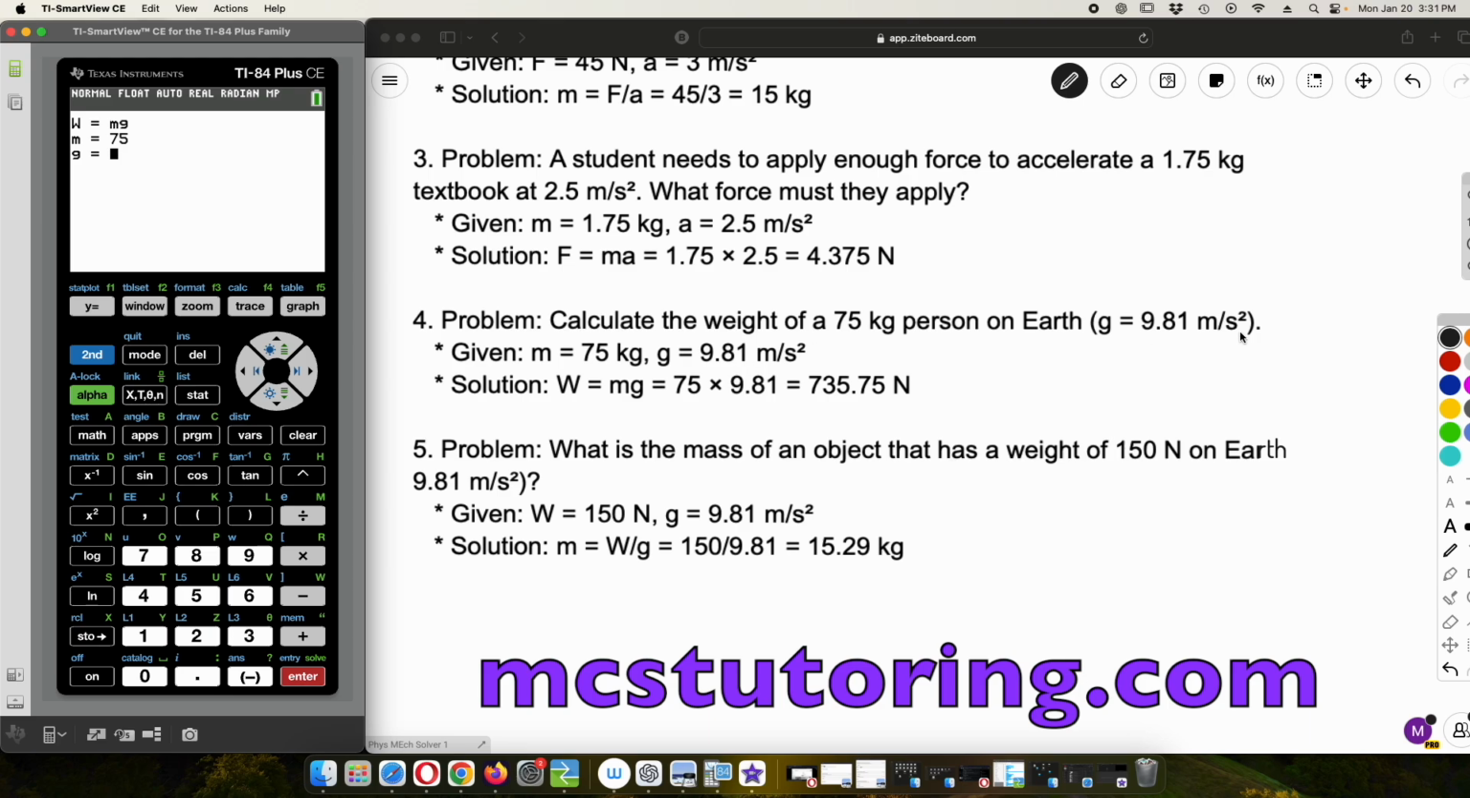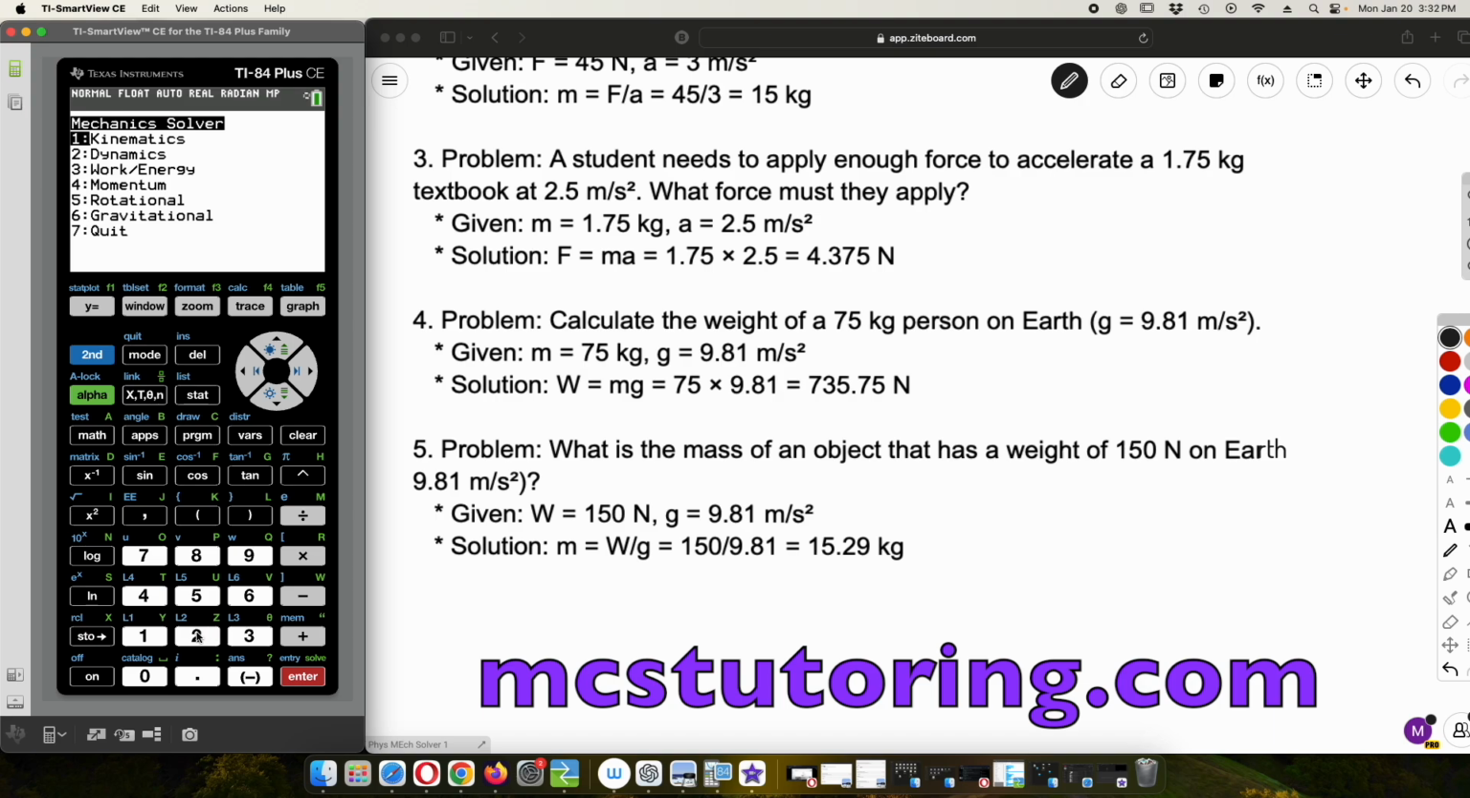And the g can vary. For most students, it's going to be 9.81 meters per second squared. For some it might be just 9.8, and if you're in AP Physics at the time of this video, it's typically 10. But we're just going to put 9.81 for our specific application right now. And so the weight is 735.75 newtons.